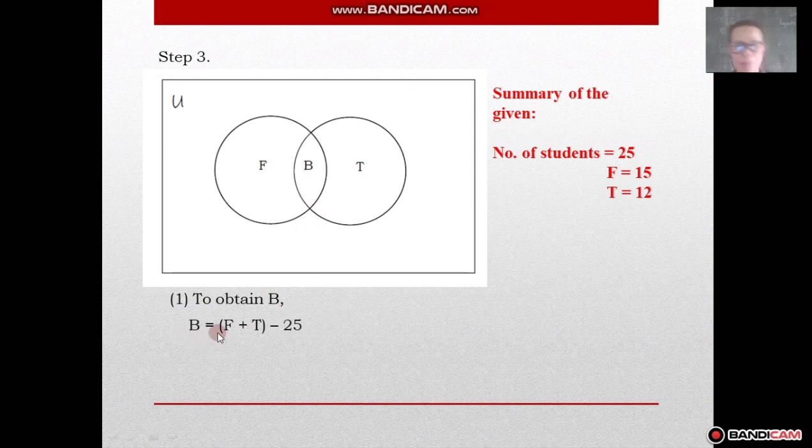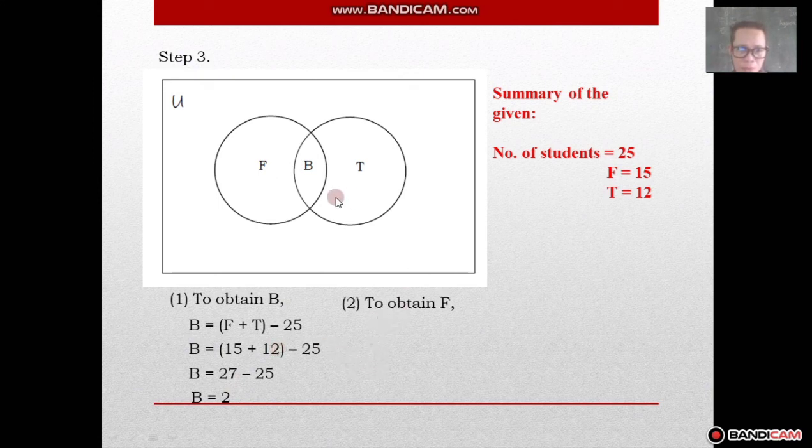We have B is equal to the sum of F and T, and we have the given 15 and 12, subtracted by the total number of students. Okay, this is the process by substitution. So 15 plus 12 is equal to 27, then minus 25. B therefore is equal to 2, meaning there are 2 students who use both social networking sites.